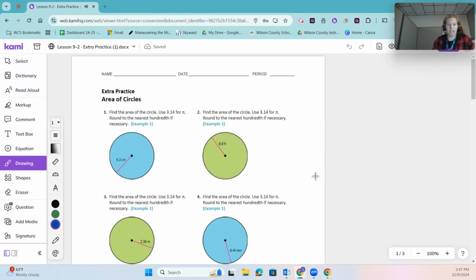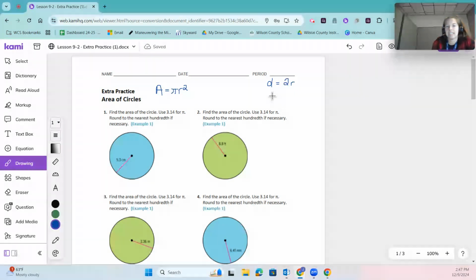Today we are learning about area of circles. Okay, area is found on your circles. Area equals pi times the radius squared. And just a reminder, diameter is found by taking 2 times the radius.